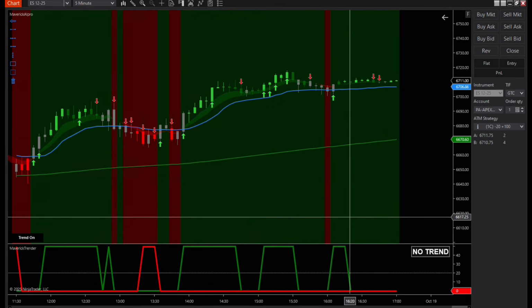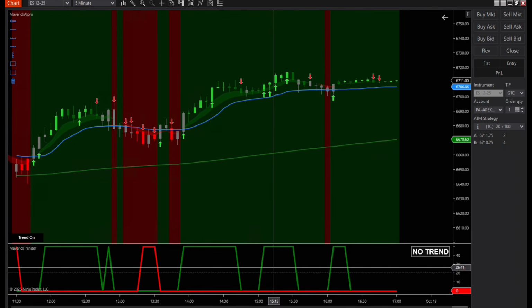We took a trade yesterday, which I used the Maverick Trender, this indicator down here, and that one we risked $30 and we made over $800. Like, that is crazy risk to reward, right?